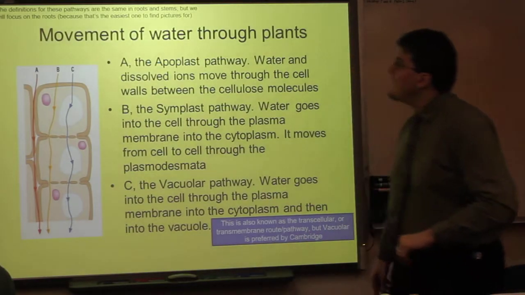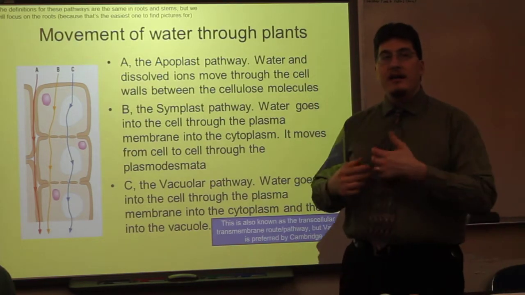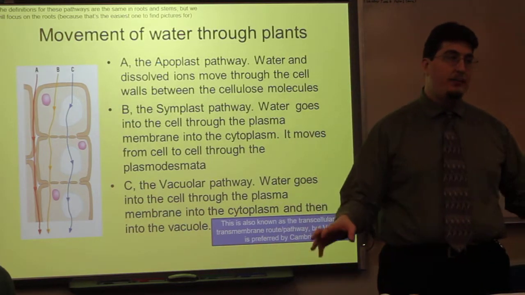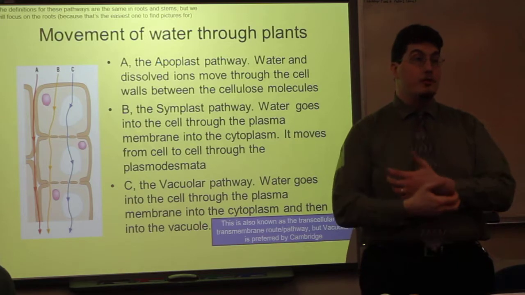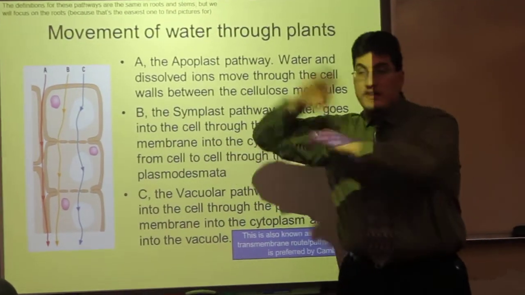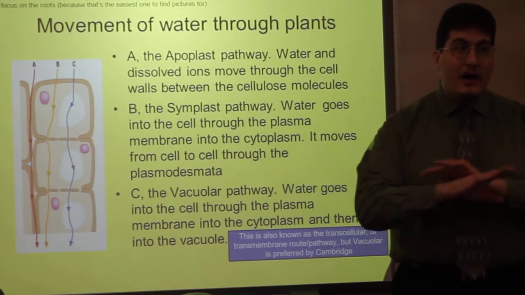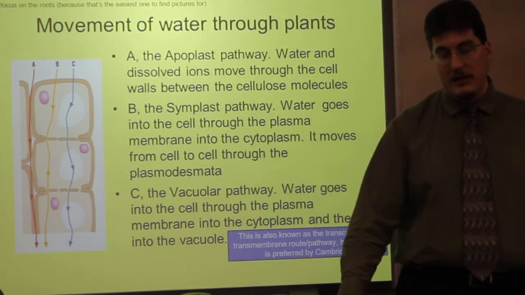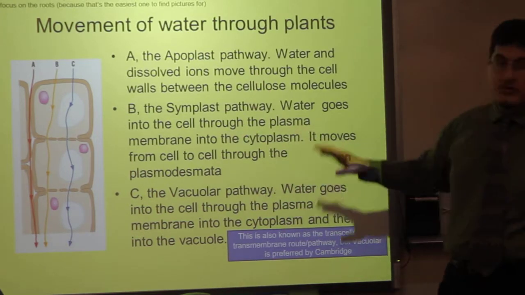Okay. Now, the movement of water through plants is ubiquitous. These are the same three pathways throughout the entire plant. But we're going to discuss them right now in reference to the root hair cell. These also apply to the entire plant. They apply to the stem. They apply to the leaves. They apply to every other part of the plant that you care about. All right? But for now, let's discuss them in terms of the root.